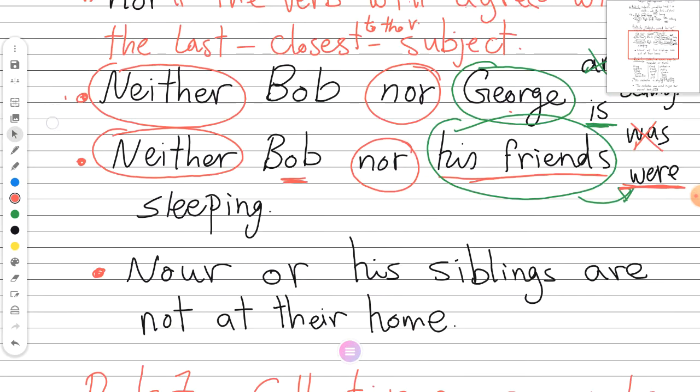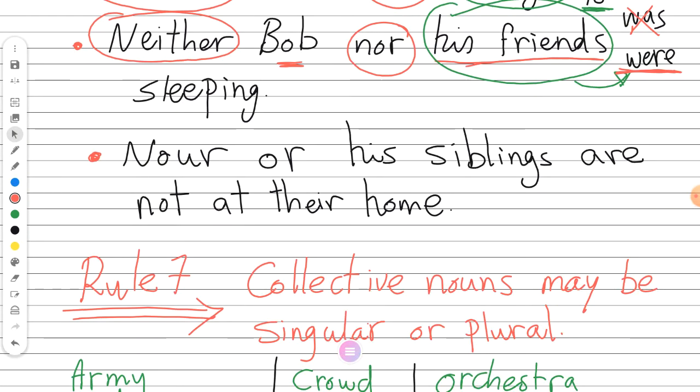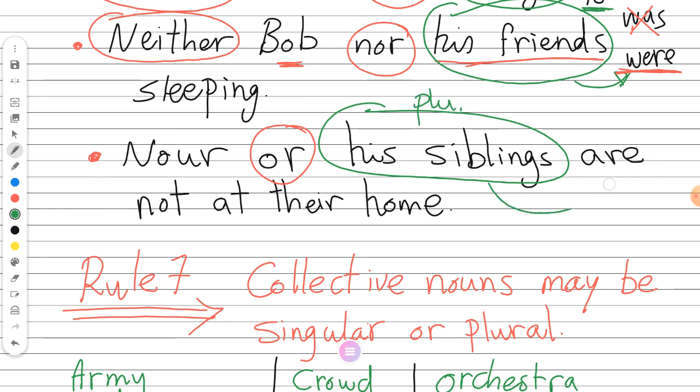An example with or: Noor or his siblings are not at their home. Why did I put are? Because I have the connector or, and the last subject is his siblings. It is plural, and it is the closest one to the verb, so they are supposed to agree with each other.